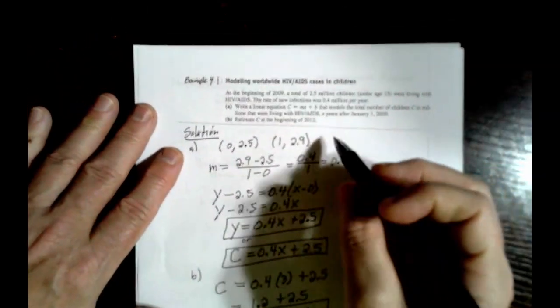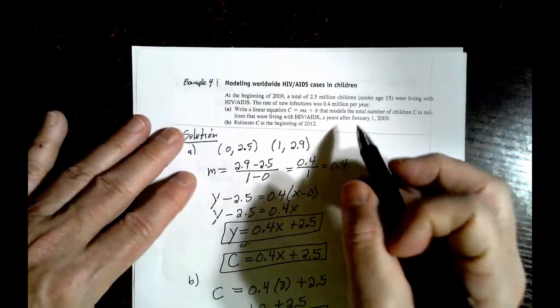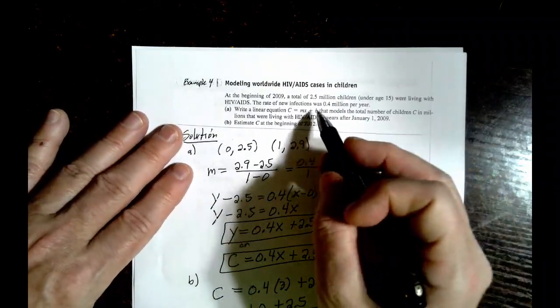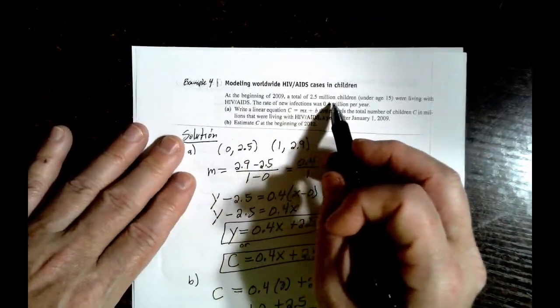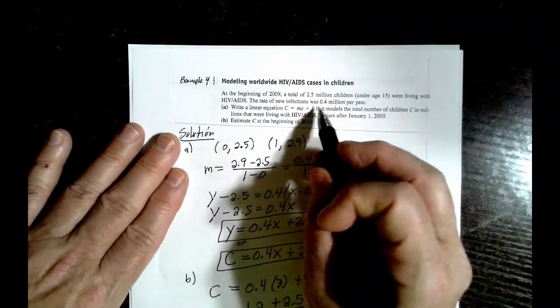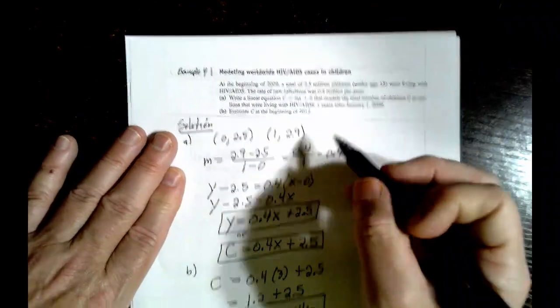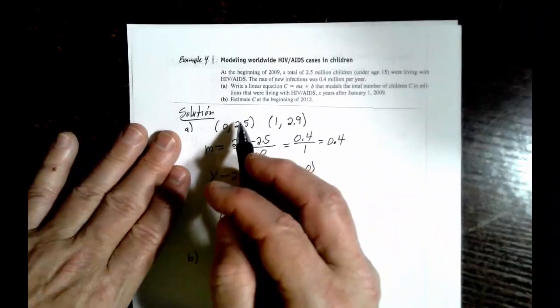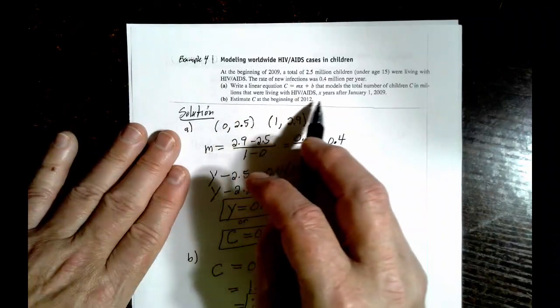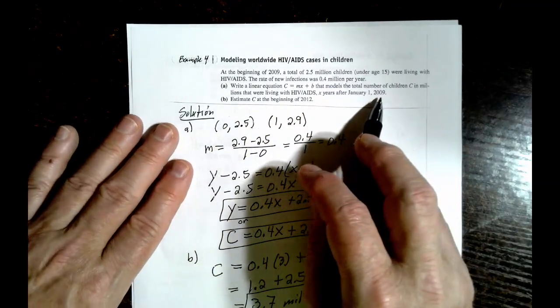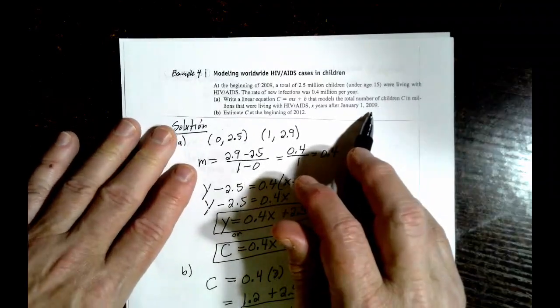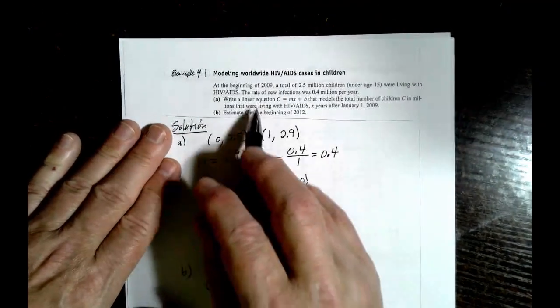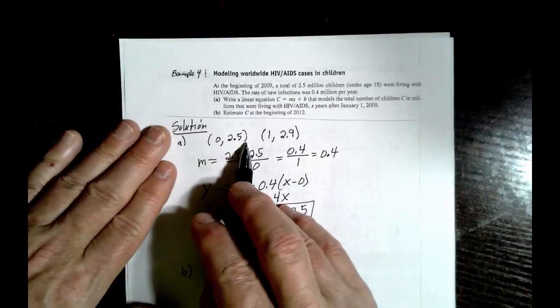Number 4 talks about the amount of infections of HIV/AIDS cases in children. So in 2009 it was 2.5 million, and it was going up at 0.4 million per year. So they say let x be years after 2009, so in 2009 x is 0. So 0 is 2009 and your y value is 2.5.